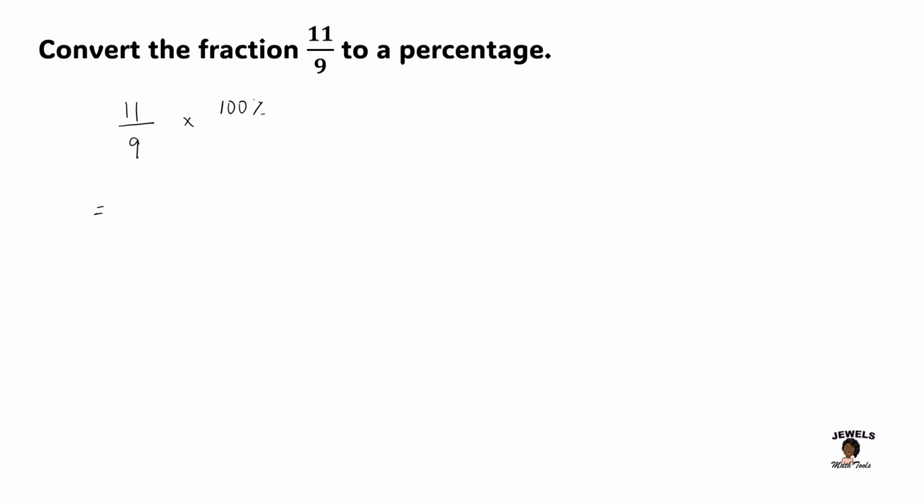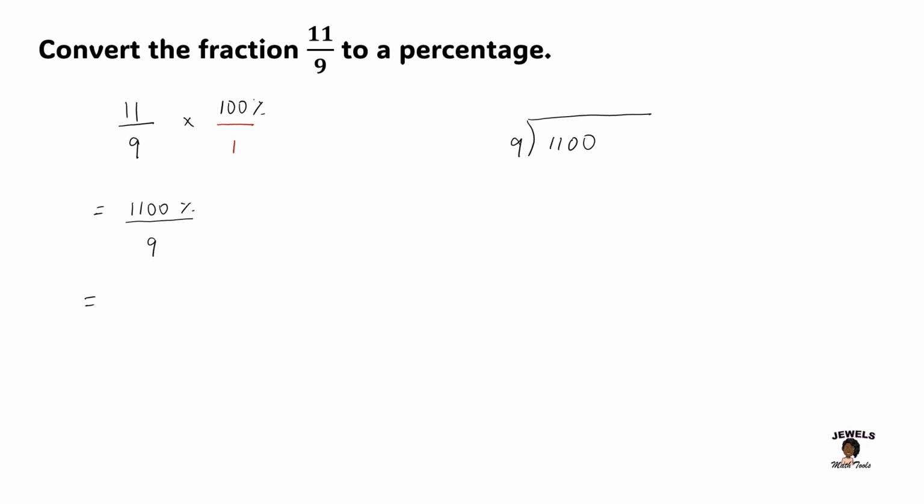Okay, so to begin, we are going to first place our 1 in our denominator. And now we're going to go through our steps. Remember that 11 is multiplied to 100, which is equal to 1100%. 9 times 1 will equal to 9. And then we are going to move into our long division. Dividing 9 into 1100.